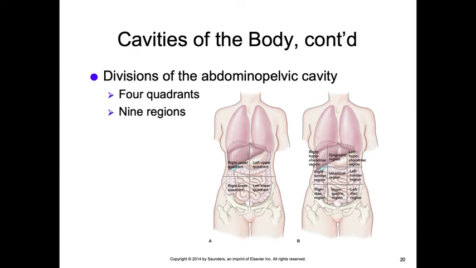The left lumbar, transverse and descending colon and small intestine. The right iliac, the appendix, the cecum, and some ascending colon and some small intestine. The hypogastric, named because it's under the stomach, contains small intestine and bladder, okay, and some portions of the rectum and the anus. And the left iliac contains descending and sigmoid colon and some small intestine.